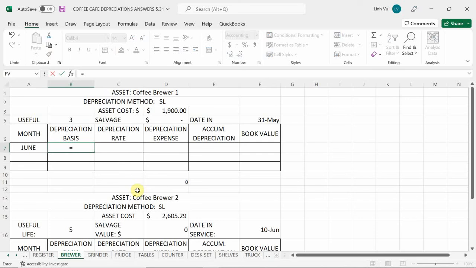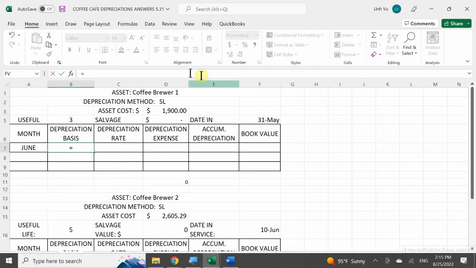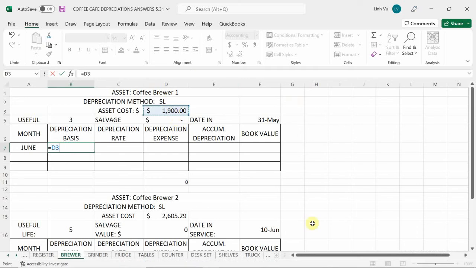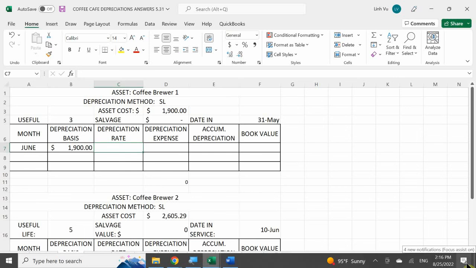Because in this case, we were given that it was straight line. The cost of asset minus salvage value, which is going to give you $1,900. Okay. What's the depreciation rate going to be? It's 1 divided by estimated useful life.